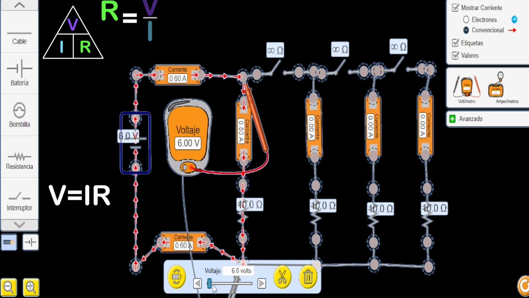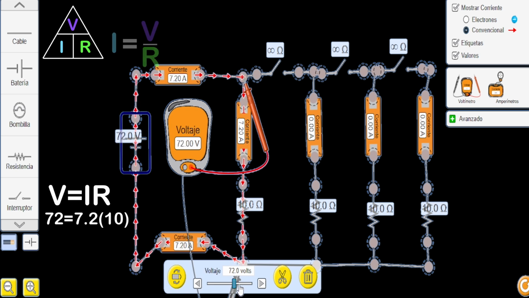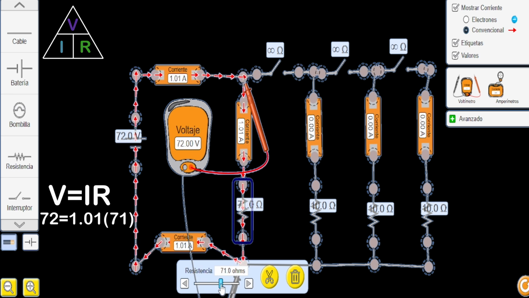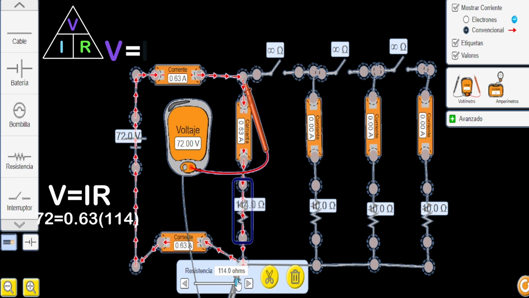For Ohm's law to still hold true, now we have a voltage of 72 with a current of 7.2, and the resistance remains at 10. And if we now increase the resistance value, then the current has to decrease. It's important that you observe in all three ammeters that the current flowing through the entire circuit is the same in all three. And the greater the resistance, the smaller the current.